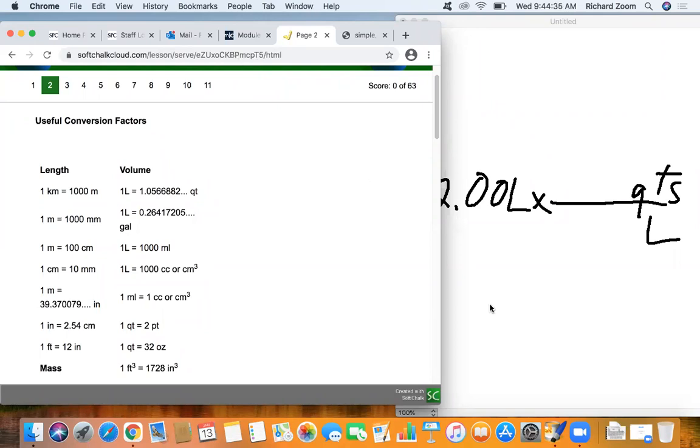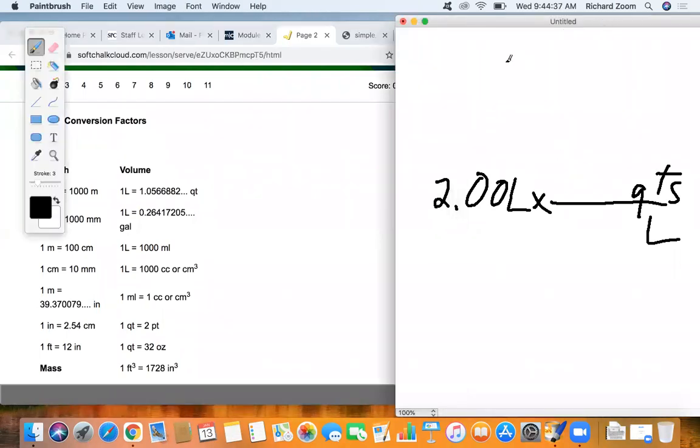Professor? I have a quick question about the assignments. Is there a specific periodic table that we should be using? Because I know the average mass is slightly different for all of them. Not for the first few modules.